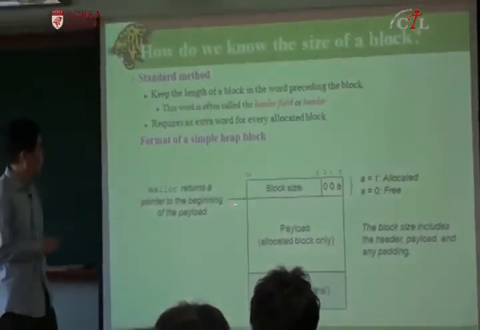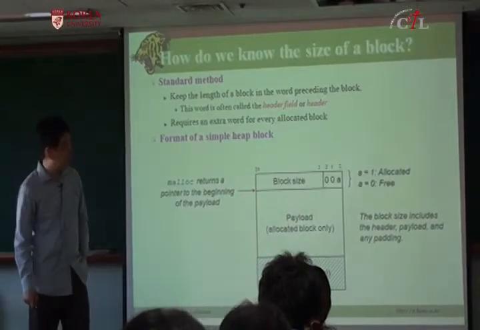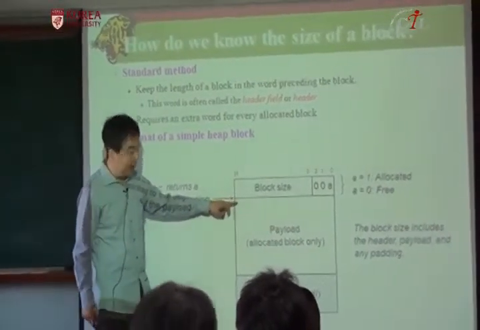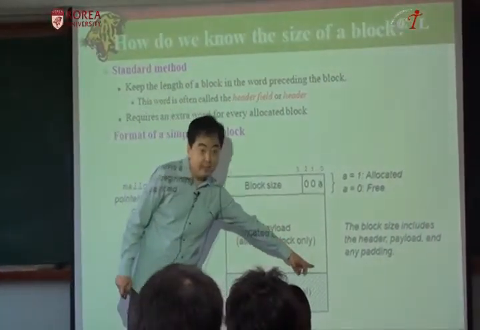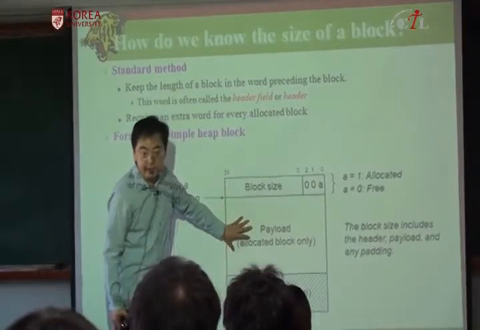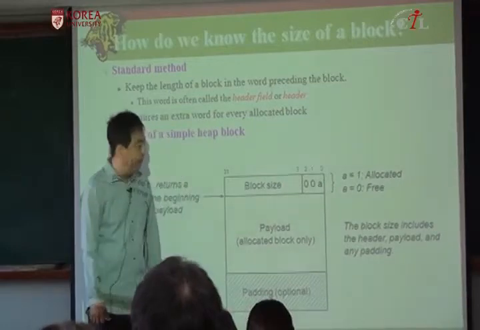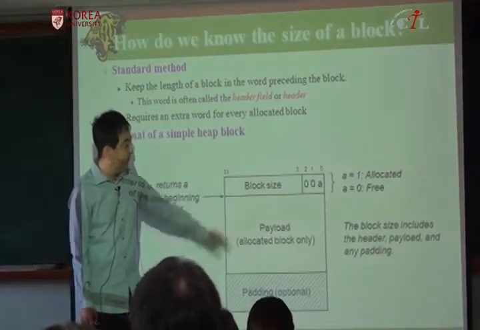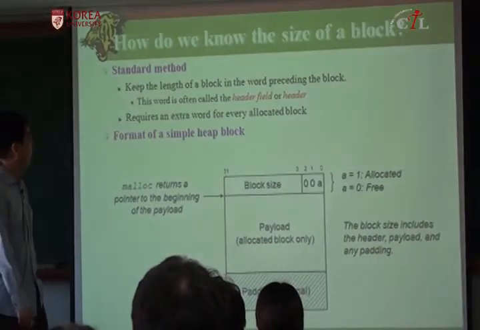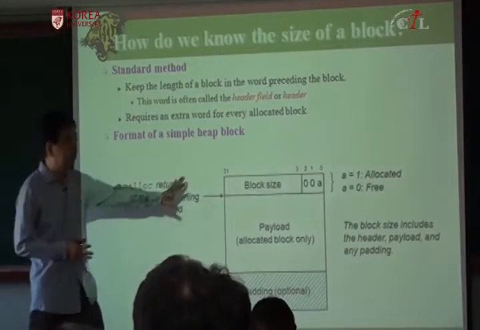And malloc returns a pointer to the beginning of the payload. Because from here, you can initialize contents from 0, 1, 2, 3, up to 99, right? And actually the block size is the entire block size, not just this size, okay? And this is marked as 1, okay? And 400 bytes, plus 4 bytes for the header and another 4 bytes for padding, because it should be a multiple of 8 bytes. This is the simplest heap block format. So a heap block at least has this kind of form.